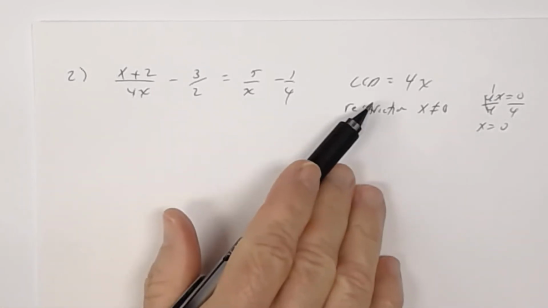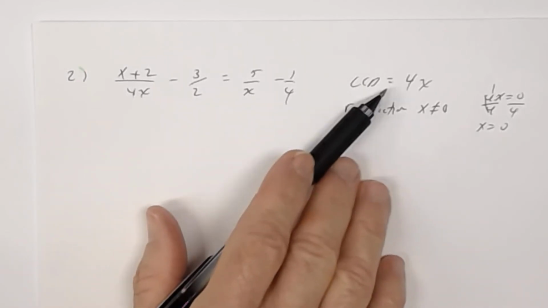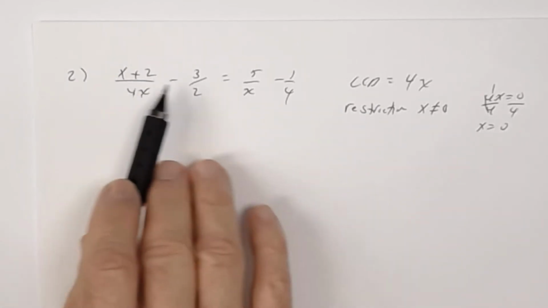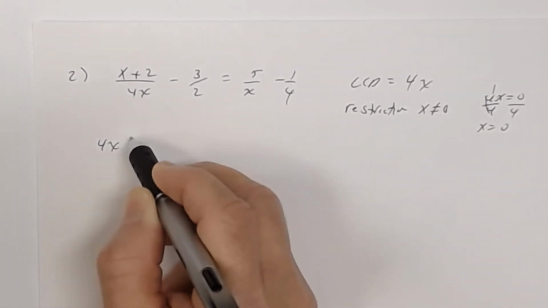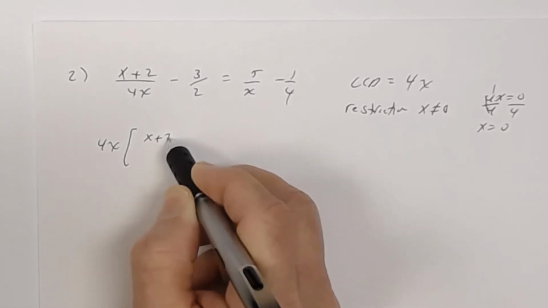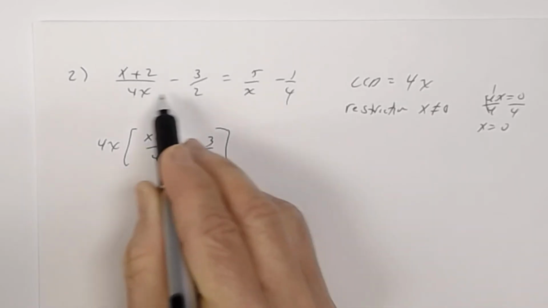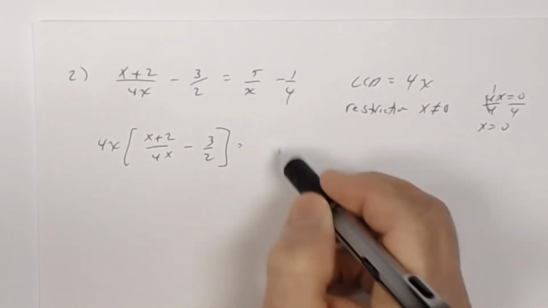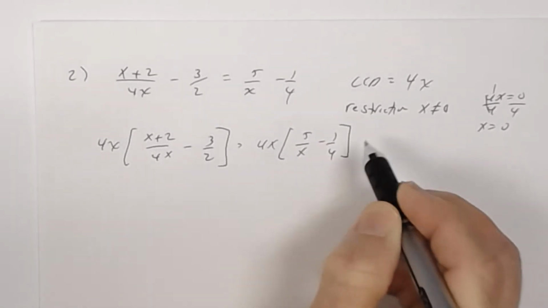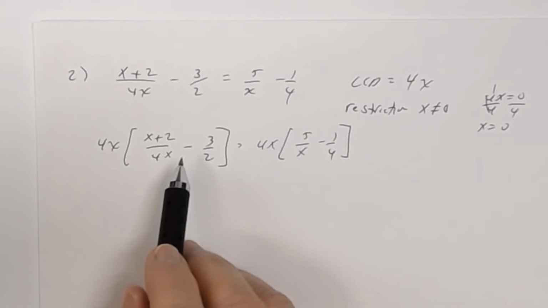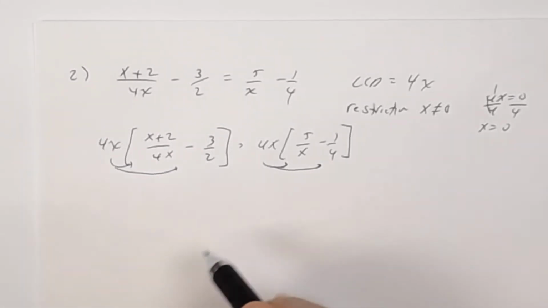Now, once you find the least common denominator and the restriction, you want to multiply both sides by the least common denominator. Notice, though, there are two fractions on each side. So let's go ahead and put those in parentheses, and we're going to multiply by 4x. So 4x times x plus 2 divided by 4x minus 3 halves. This left side is being multiplied by 4x, and this right side is also being multiplied by 4x. Once you introduce parentheses or brackets, let's go ahead and distribute. So we're going to get rid of those parentheses or brackets, whichever one you used.